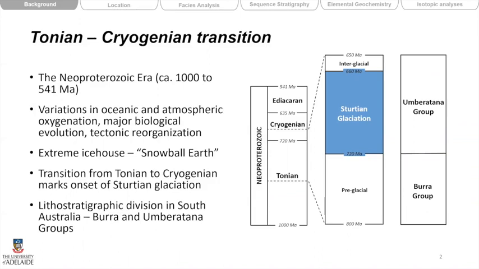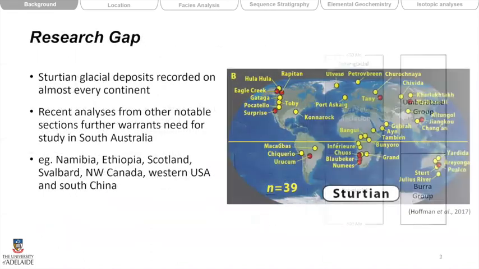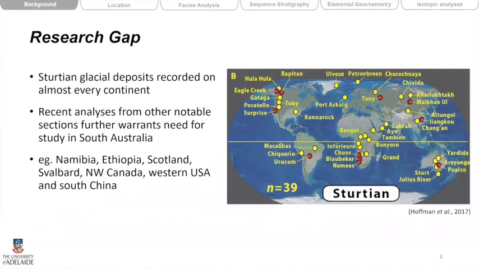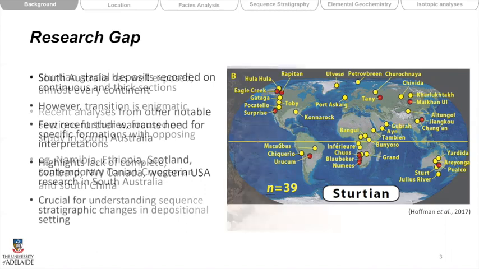The transition from the Tonian to Cryogenian marks the onset of the Sturtian glaciation, which is highlighted in blue. These Sturtian glacial deposits have been recorded on almost every continent, as highlighted by the yellow and red dots on the figure on the right. There's been a lot of recent sedimentological and geochemical analyses from other notable sections, which further warrants the need for a study in South Australia.